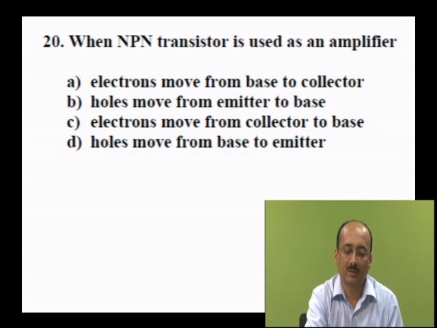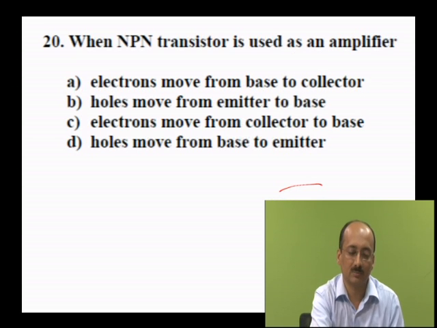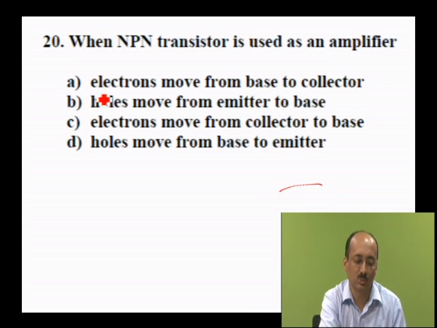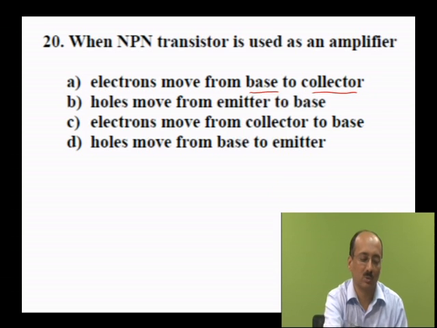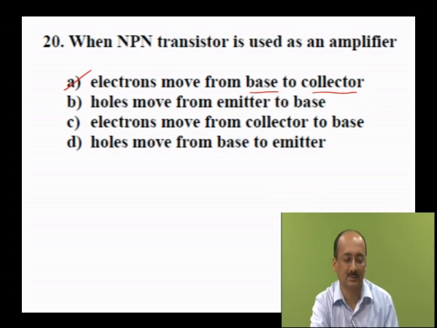They have given electrons move from base to collector, and once they reach the base, they have to go to the collector. So, choice A is suitable. You have to rule out whether the other three are not okay. Electrons move from base to collector. The collector collects those electrons. A is the choice.